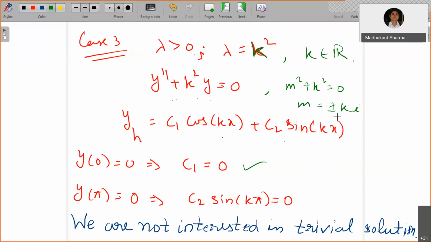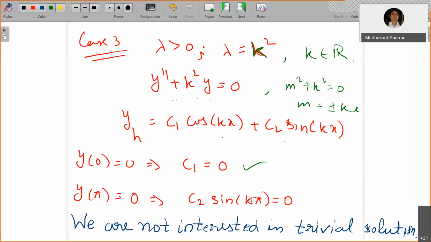So what is y_h now? c2 sin kx. Now if you replace x with π, it is c2 times sin kπ. So there are two possibilities: either c2 is 0 or sin kπ is 0. If c2 is 0, then this becomes a trivial solution, but we are not interested in trivial solutions. So we assume c2 is non-zero, and without loss of generality we can assume c2 is 1. So the only possibility is sin kπ equals 0.